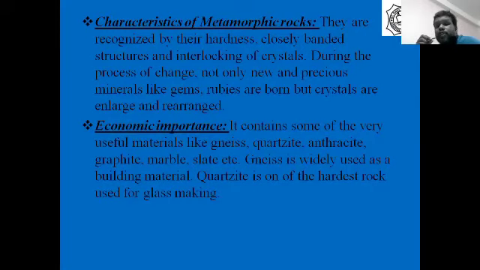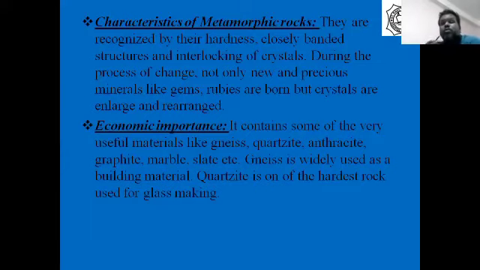During the process of change, not only are new and precious materials like gems and rubies born, but crystals are enlarged and rearranged. That is, when igneous and sedimentary rocks are changed into metamorphic rock, various precious minerals like gems and rubies are born, and the crystals are also enlarged and rearranged.